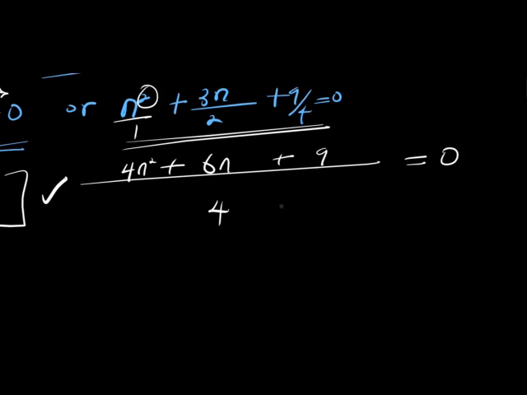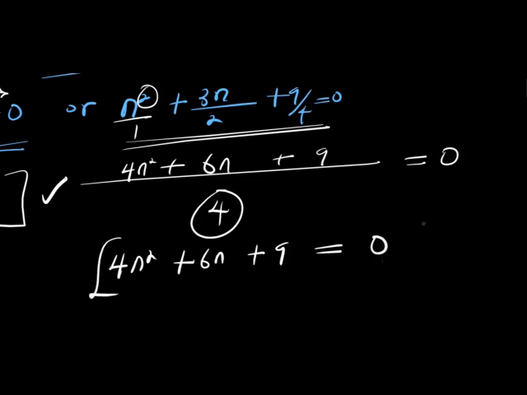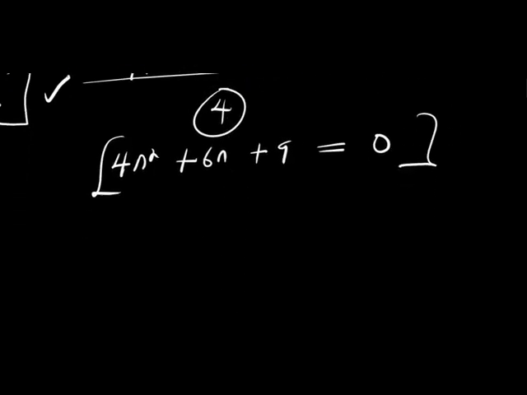So we can cross multiply. This 4 here will multiply this 0, and 4 times 0 is 0. So we now copy this numerator, that is 4n squared plus 6n plus 9 equals 4 times 0, which is 0. Have you seen it? Now we have our quadratic equation well written for us to solve. What method do you think we can use?